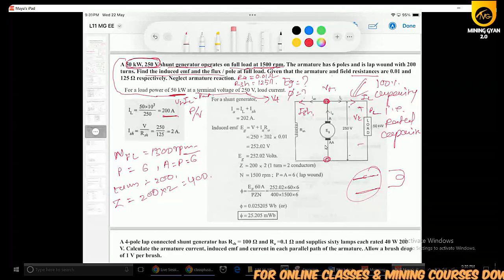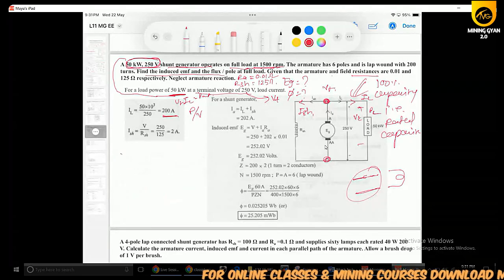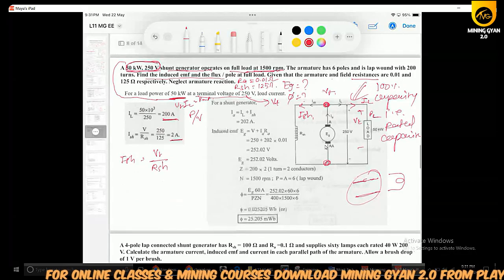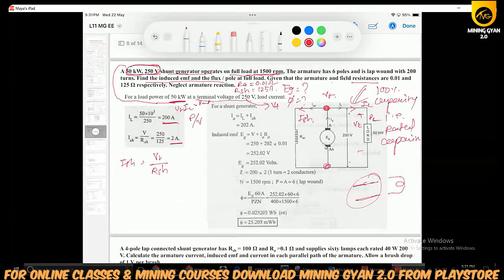So how to calculate the ISH? ISH will be Vt divided by RSH. So you will get 2 amperes. Then in a shunt generator, IA equals IL plus ISH, and that will be 202 amperes. You just add these two.